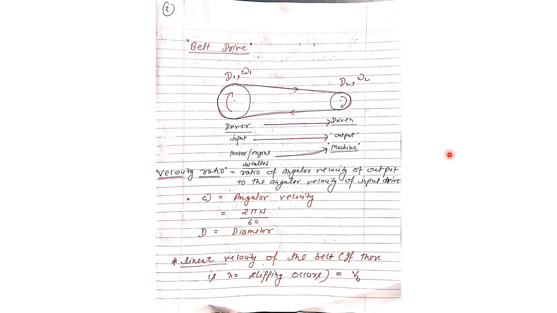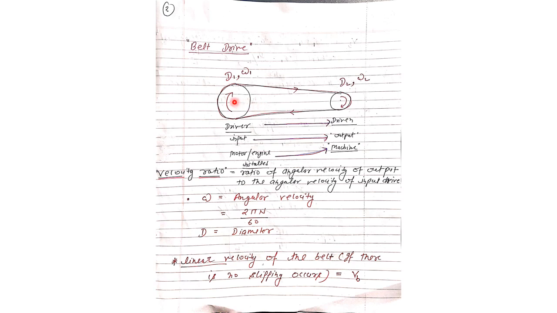There are several types of power transmission drives. The first one is the belt drive. In belt drive, we are going to see there are two components. First is belt and second is pulley.